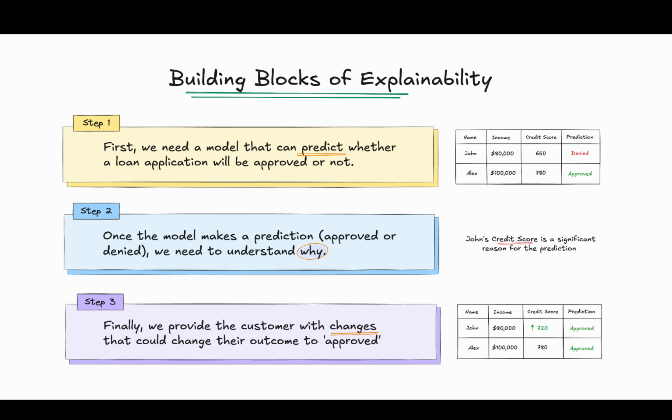Finally, it's not just about understanding the why, it's also about providing some actionable advice. For example, we can suggest that if John increases his credit score to say 720, his loan could be approved. So moving from explanations to recommendations.